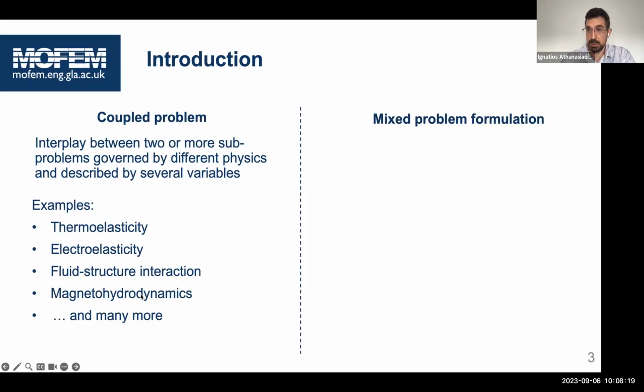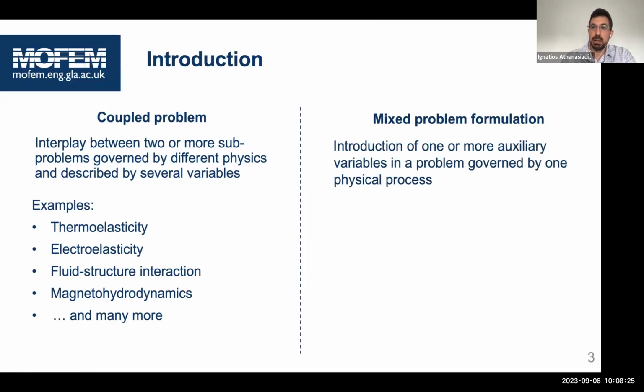fluid structure interactions, magnetohydrodynamics, and other examples. However, on the side of the mixed formulation, again, we have at least two unknown variables, as in the coupled problem case. But in this case, the extra variable is not coming from a different physical problem. It's coming as an extra constraint or equation that offers this extra variable, called the auxiliary variable, in order to give extra features for the solution of the particular physical problem we have in mind.